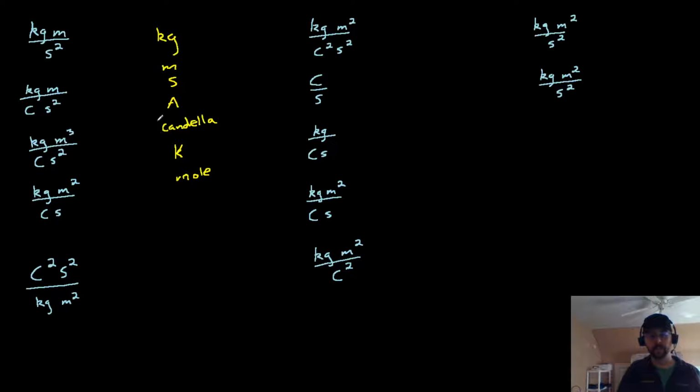So candela, Kelvin, and mole do not relate to what I'm doing right now. Candela would be for brightness, Kelvin is for temperature, mole is for quantity. But these four would appear in my equations, except you'll notice you don't see any amps anywhere. So back up a second. Kilograms is mass, meters is distance, seconds is time, amps is current.